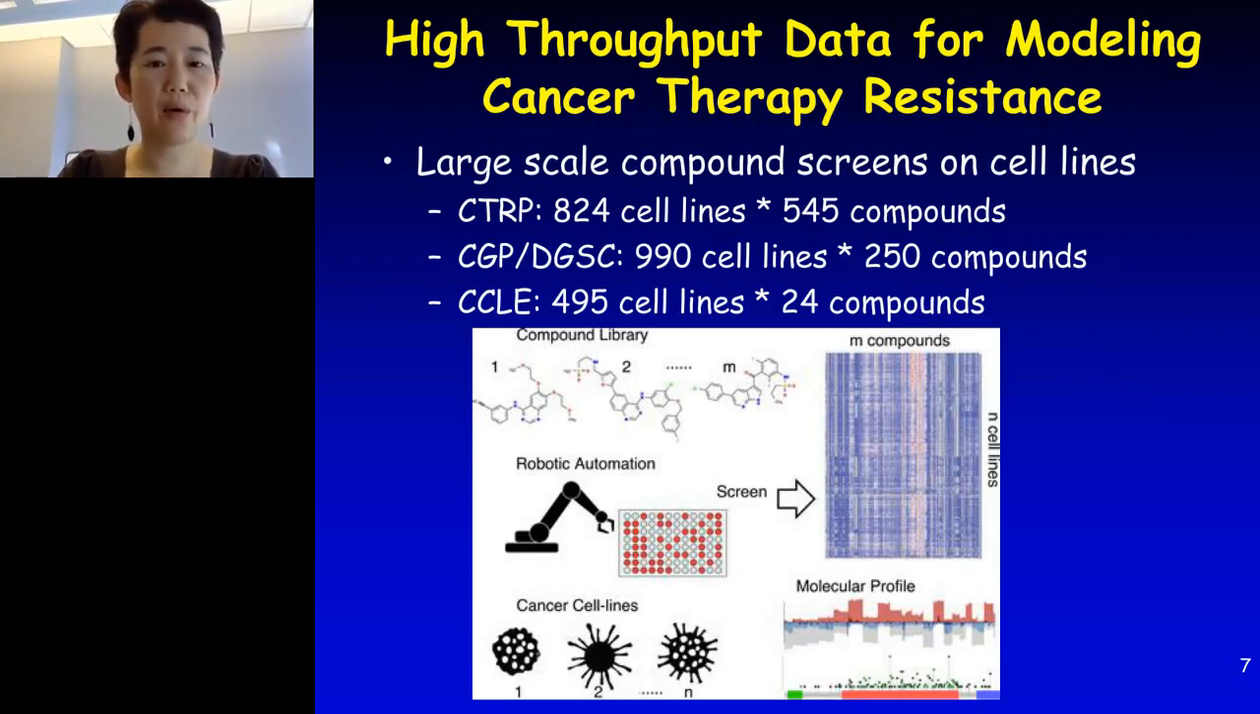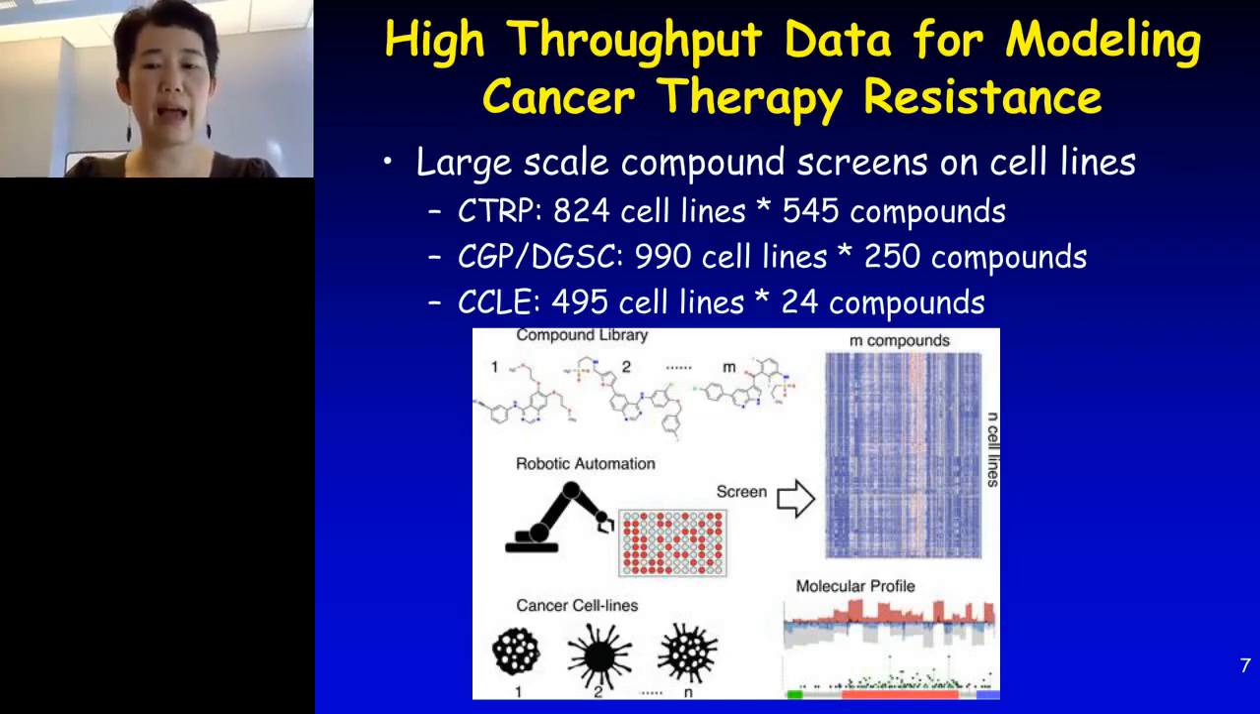For example, in the CTRP project, scientists collected 824 different cancer cell lines and treated the cell lines with 500 different compounds. For the GDSC project, it's also close to 1,000 cell lines treated with 250 compounds. In the CCLE project, it was close to 500 cell lines treated with 24 compounds. And so these kinds of data are still growing.